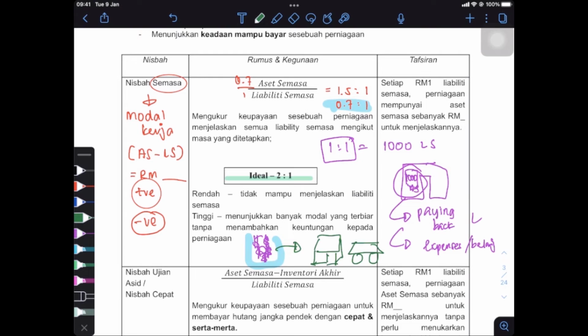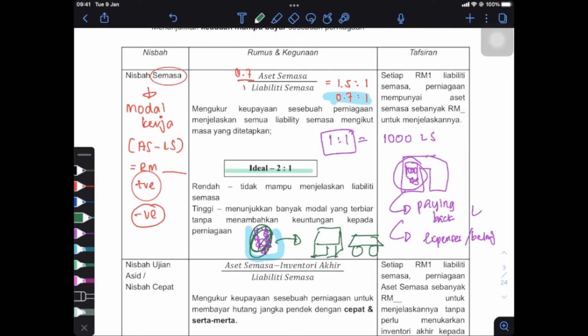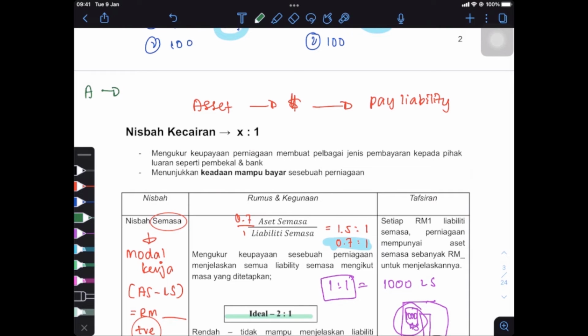So the idea here is that it's okay for you to have a lot of assets, but the assets can be converted into non-current assets, because non-current assets are the ones that you use in your business to help you generate income, money. But current assets like cash itself are not going to help you generate money. So too low, less than 1, is not good. Too high is also not good. But again, when we are doing comparison, if you are comparing Syarikat A with a Nisbah Semasa of 1.3 to 1 and Syarikat B with a Nisbah Semasa of 13 to 1, we will still say that Syarikat B is better.